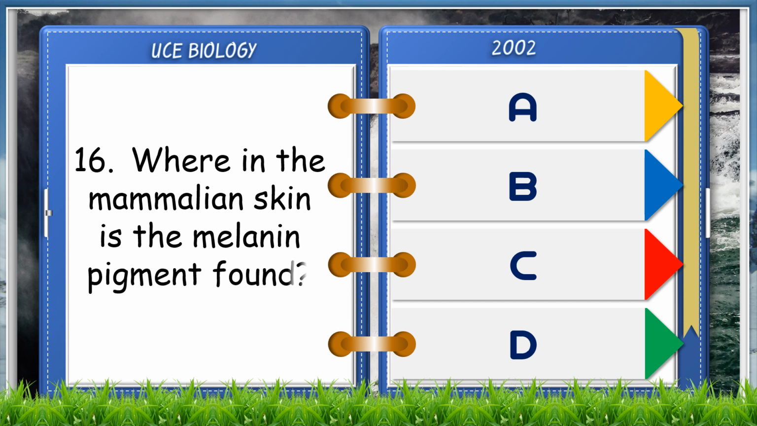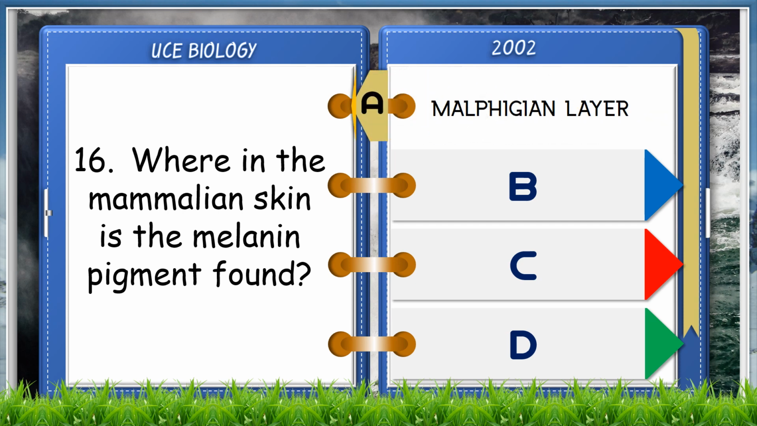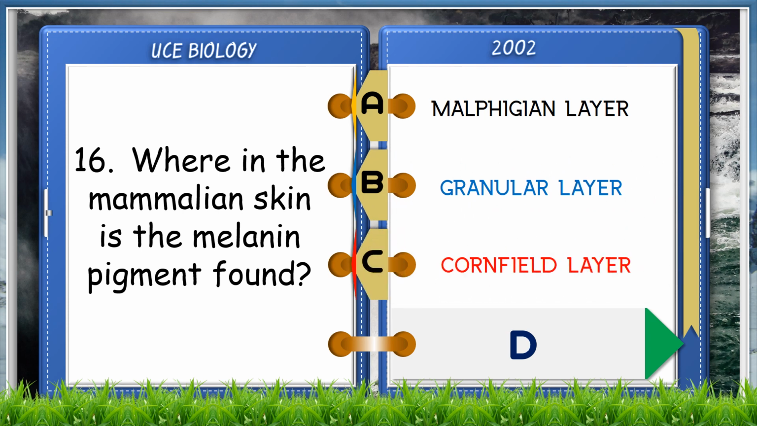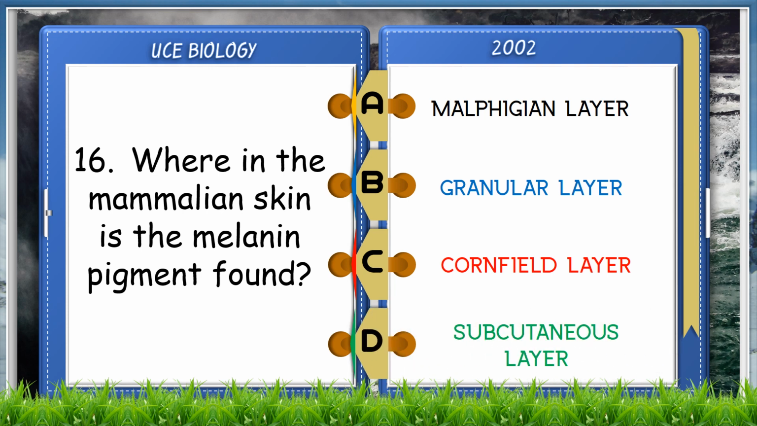Where in the mammalian skin is the melanin pigment found? A, Malpighian layer. B, granular layer. C, conified layer. D, subcutaneous layer. The answer is A, Malpighian layer.